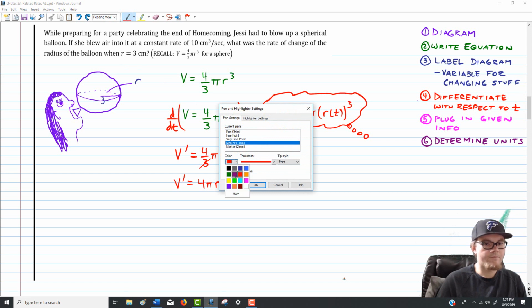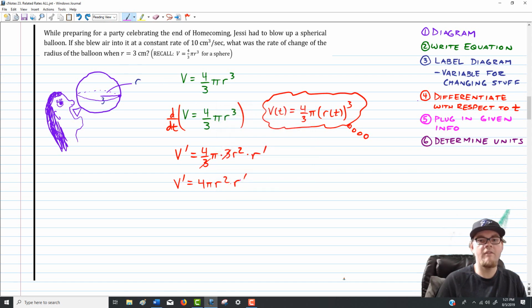From there, our next step is to plug in the given information. Drawing some info out of the problem, we know that air is being blown in at a constant rate of 10 centimeters cubed per second. That's a really important starting spot. That centimeters cubed gives me a hint as to what's being described here. Centimeters cubed is a way to measure a volume. So if we have 10 centimeters cubed per second, that's telling us v prime. So v prime in our situation is going to be 10, or 10 centimeters cubed per second.